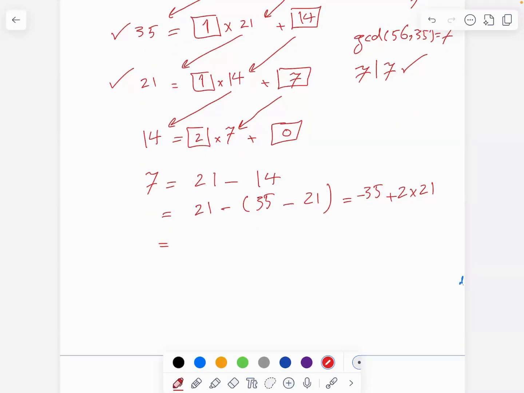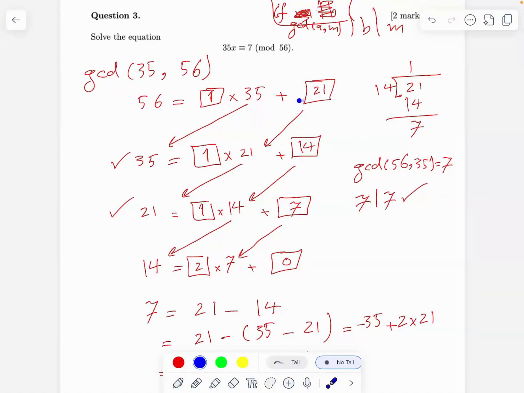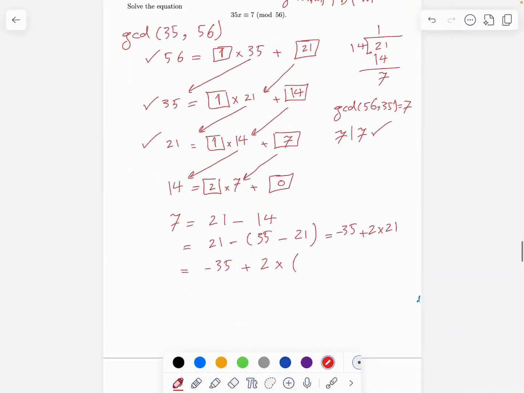So let's write now minus 35 plus 2 times, instead of 21, using this first equation, I will write 56 minus 1 times 35, which is just 35. So let's rearrange this one: minus 35 plus 2 times 56 minus 2 times 35.